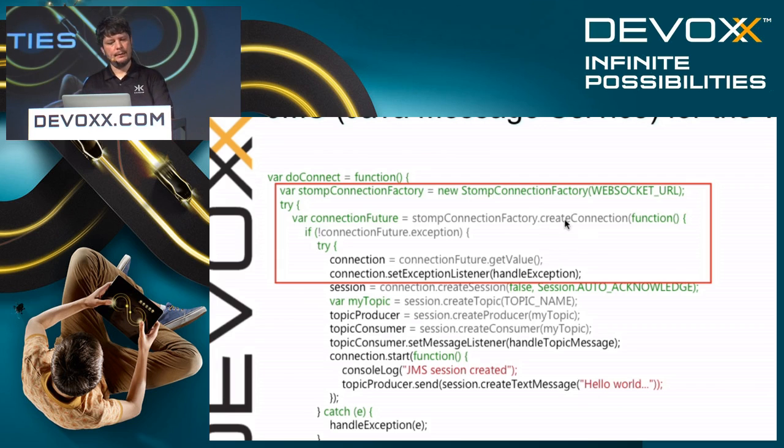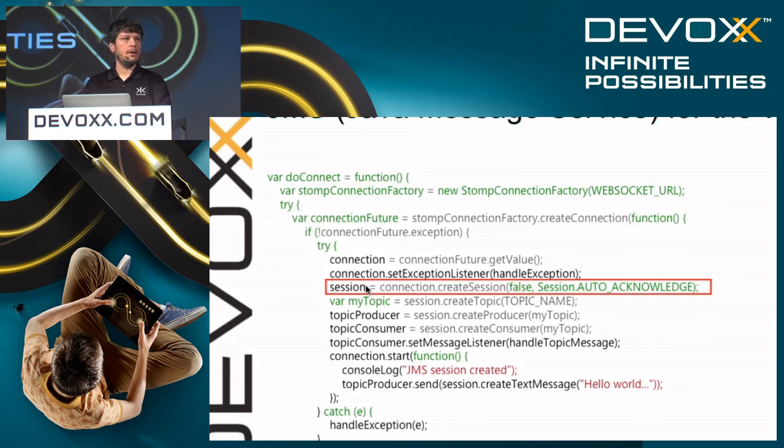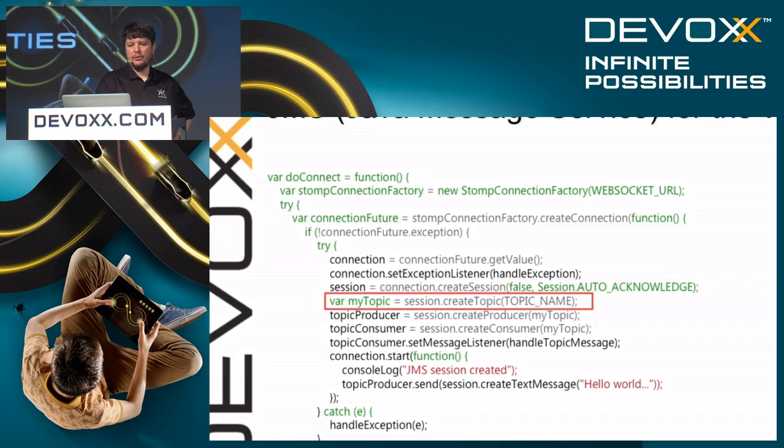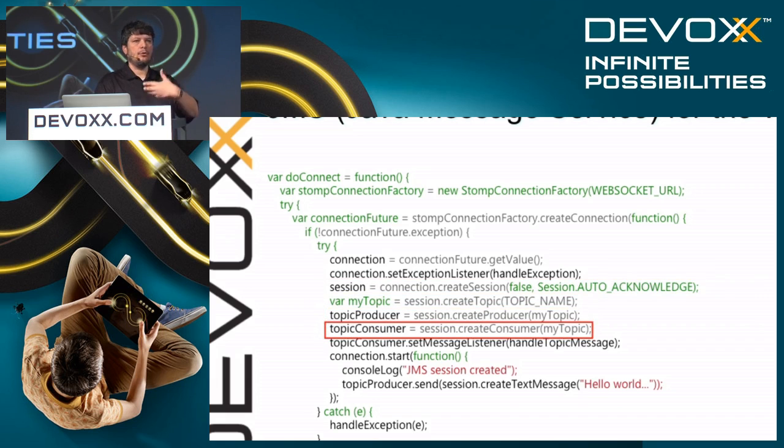And then we create a connection. In the world of JavaScript, you do have the notion of callbacks. Whenever the connection gets created or there is an exception, this function gets invoked. Ultimately, we get a handle to the connection. Once we have the connection, we can go ahead and create a session. If you have done JMS, this should sound pretty familiar to you. Once we have the session created, we create a topic. We create the producer, we create the consumer. So in this application, we are both consuming and producing data.